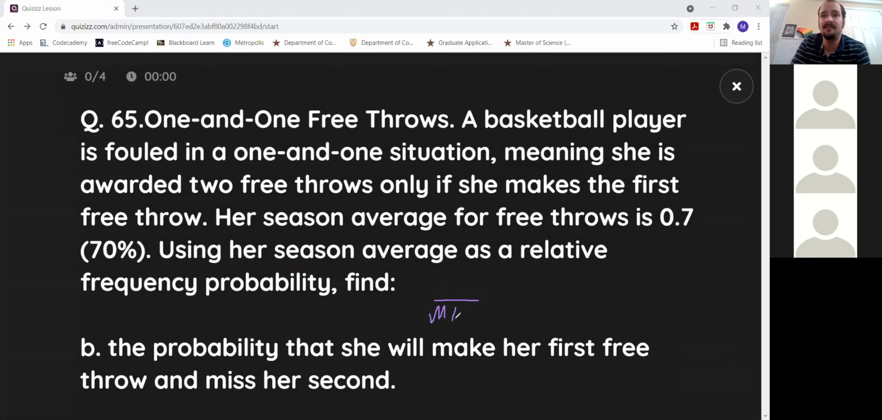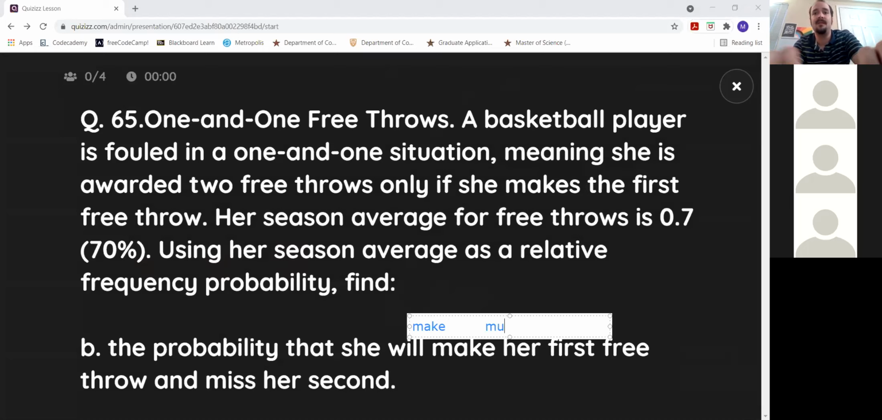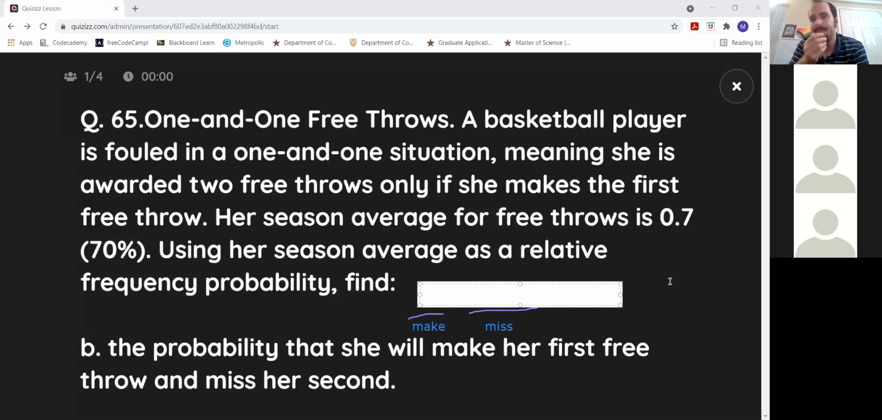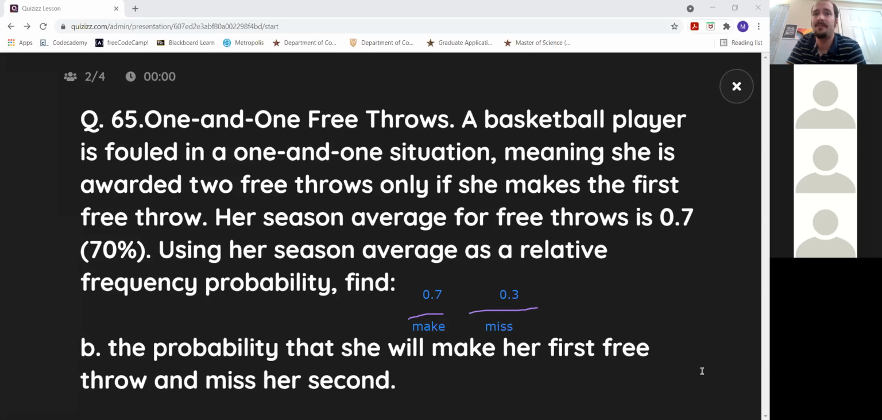So I guess she has to make it, and then a miss. I'm just going to do it with some text. What is my probability here? How do I figure out when both of those things happen together? So the probability she will make a basket is what, 0.7? The last one we just figured out, the probability she will miss is what, 0.3? So how do I combine these two things to figure out what happens when she does both of those things?